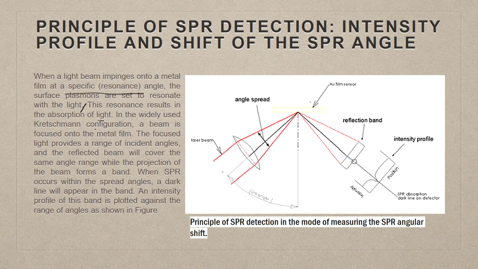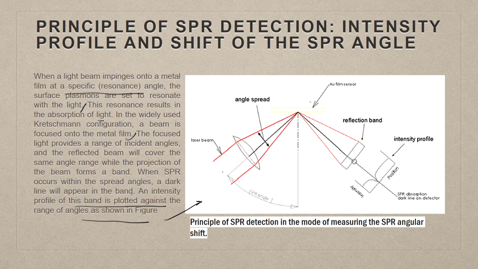In the widely used Plasmon configuration, a beam is focused onto a metal film. The focused light provides a range of incident angles, and the reflected beam will cover the same angle range, while the projection of the beam forms a band. When SPR occurs within the spread of angles, a dark line will appear in the band. An intensity profile of this band is plotted against the range of angles as shown in the figure.